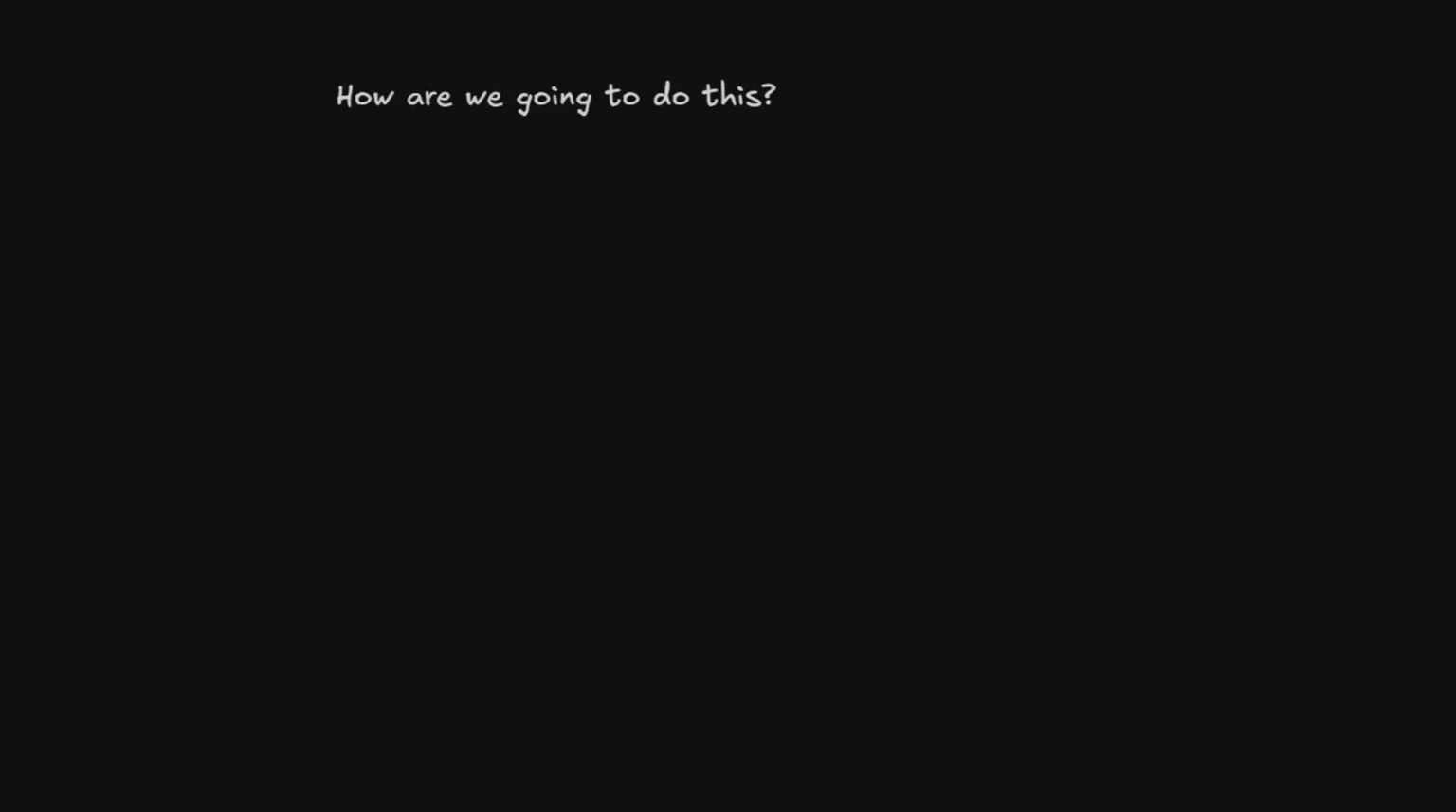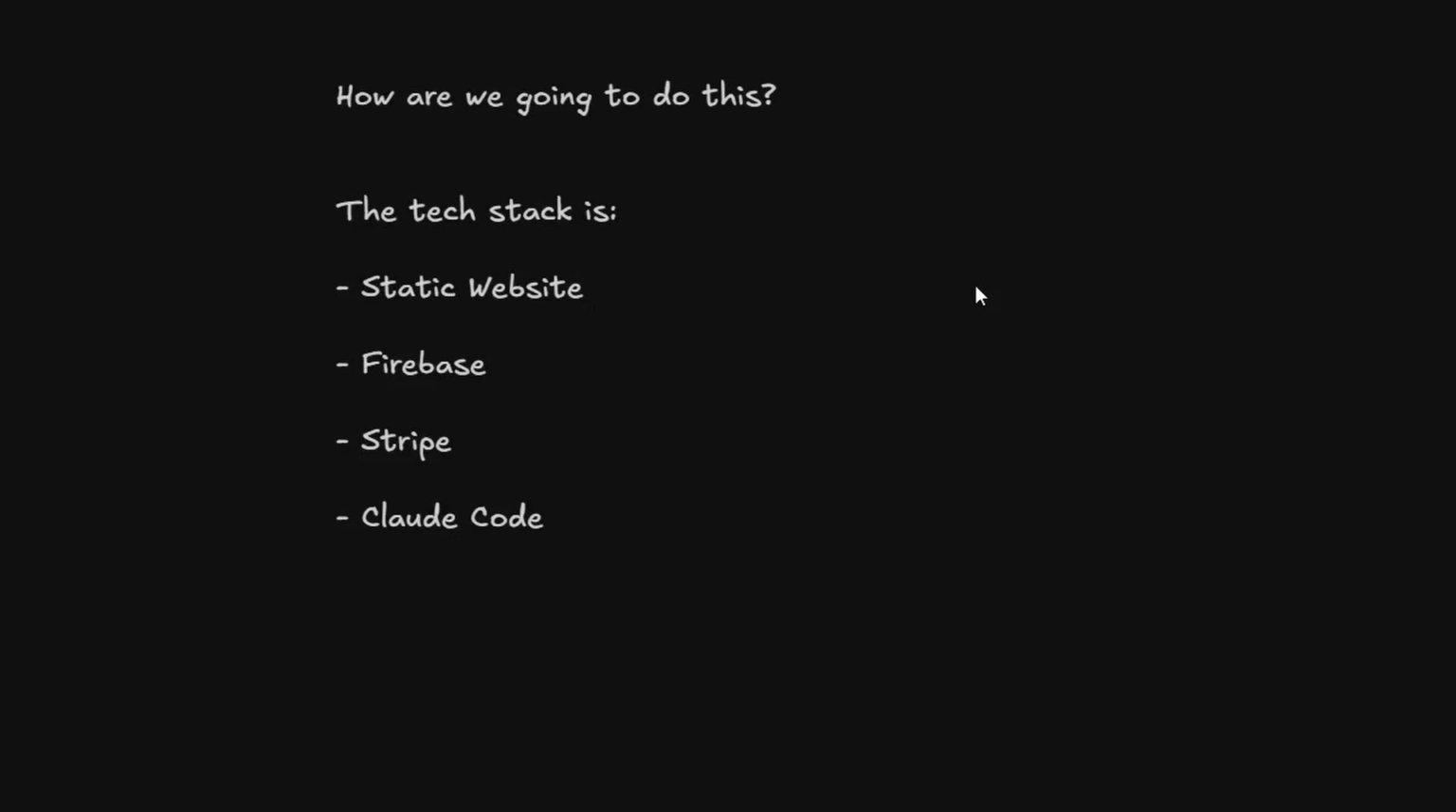Let's go. How are we going to do this? So the tech stack is we're going to use a static website. It takes about 5 minutes to build it. We're going to integrate that with Firebase, which will be our database, effectively free. We will use Stripe for payments, free, and we will use Claude Code. It does require a pro subscription to use it, but most people have this anyway. Total cost to build in terms of tokens, probably $2 to $4.